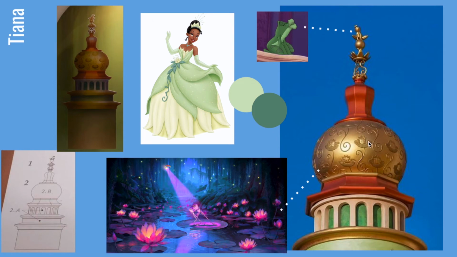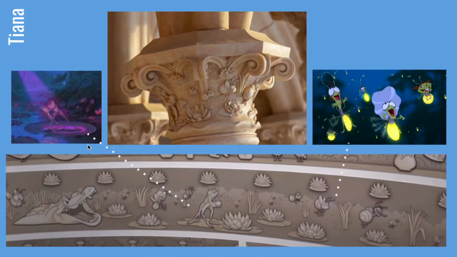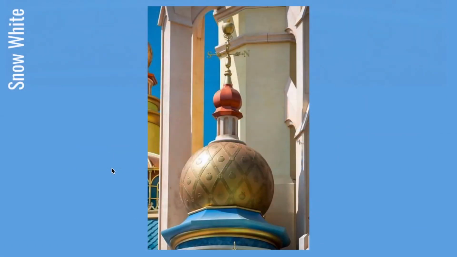We also see that water lily and vine design on the actual dome of the tower. And on her column capital, we see similar things with the water lilies, all of her friends, and the fireflies in a kind of bayou setting.